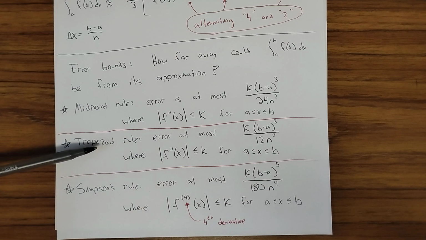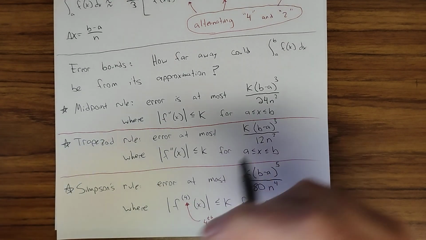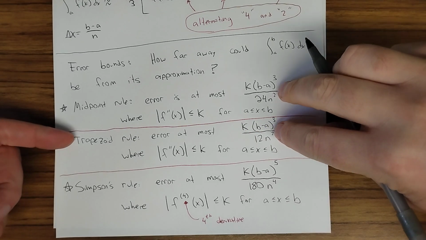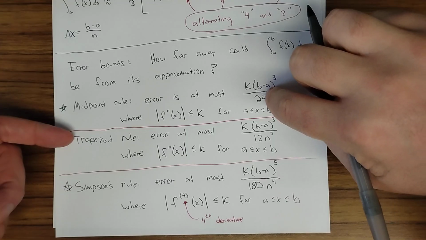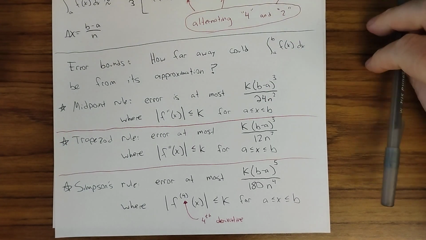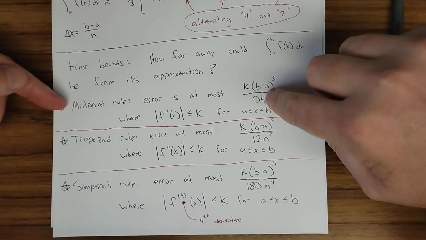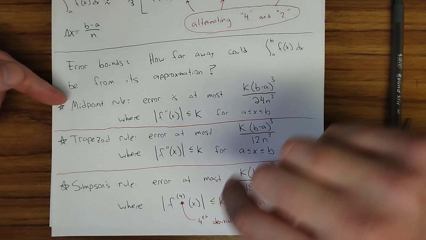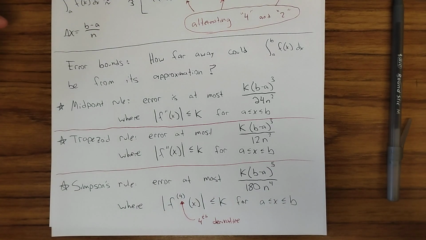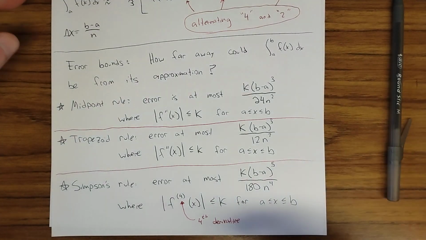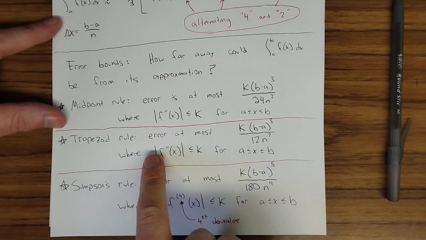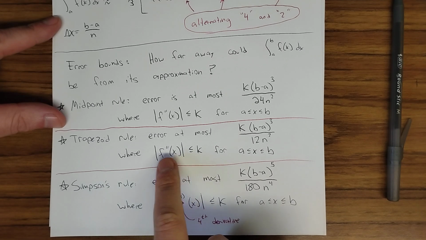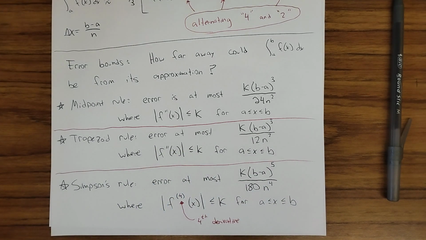The trapezoid rule is extremely similar. The error for the trapezoid rule is at most this. The only difference between this and this is this one has a 12 in the bottom and this one has a 24. So actually, the midpoint rule has a smaller error. Like putting a 24 in the bottom makes it smaller than the 12. So in a sense, the midpoint rule is superior. And of course, K means the exact same thing as it did. It's just f double prime. Absolute value has to be at most K.